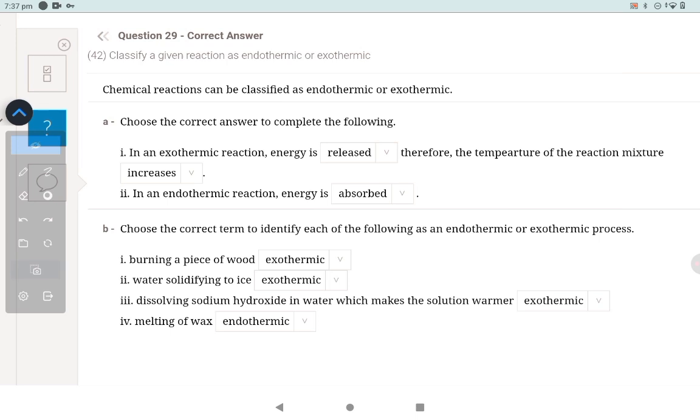Melting of wax. We are melting the wax. We are absorbing heat and turning a substance into liquid wax, for example, a candle. We are melting it. We are breaking it down. So it's endothermic because we need the heat.